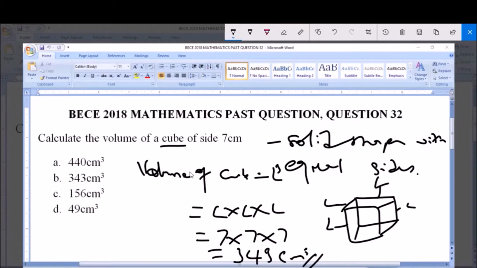Now from the options, A says 440, which is wrong. B says 343, which is correct, corresponds to our answer. C says 156 cm cubed, which is wrong. And D says 49, which is wrong. So the correct and final answer to this question is B, 343 cm cubed.